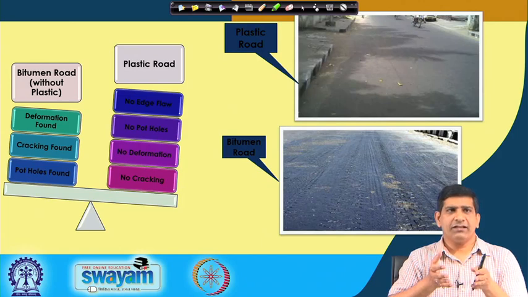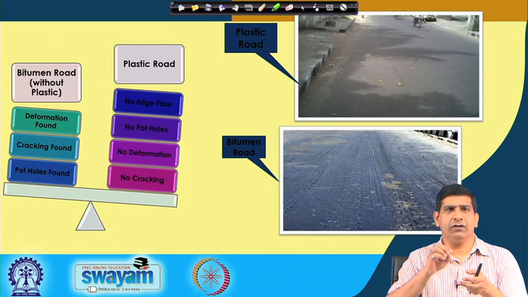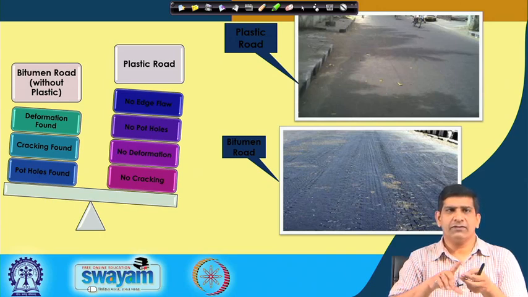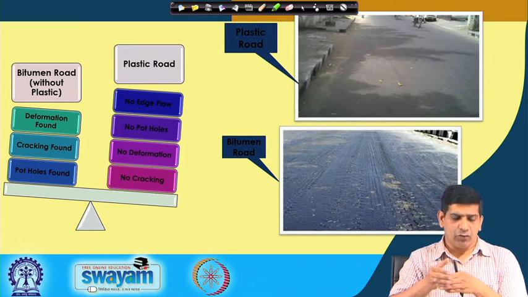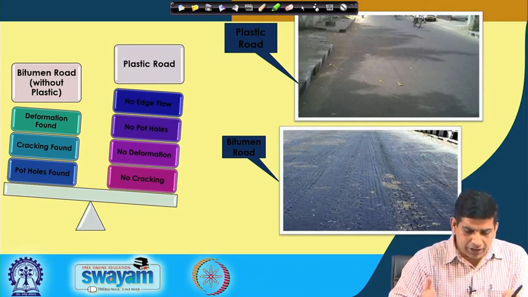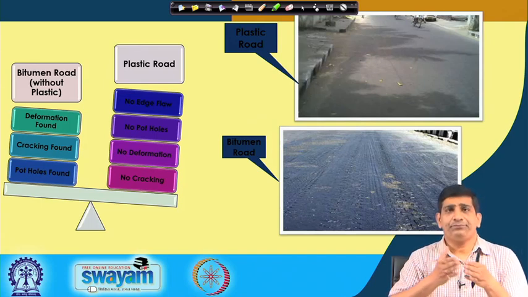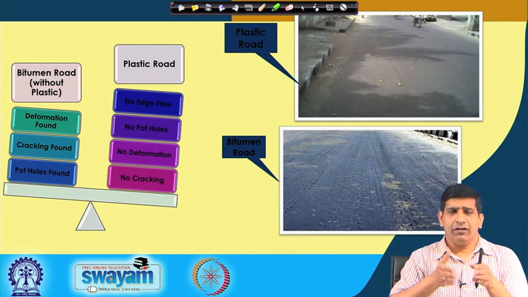So, without plastic, as we all know, there is cracking, potholes, and some deformation. When you go for this plastic in the right proportion and right design, you avoid potholes, have less deformation, no cracking, and no edge flow. So, it helps in keeping things properly aligned. It's a better product, as you can see from the picture.